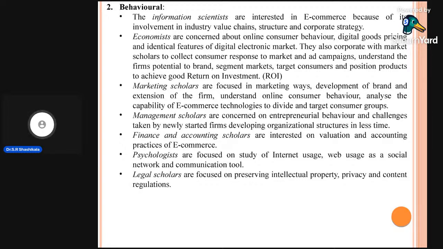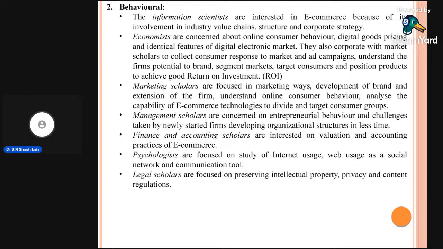Then management scholars. These are the people purely concerned with managerial activities. They are also concerned with entrepreneurial behavior. They try to understand the challenges posed by e-commerce, especially to newly started firms, in building an organizational structure in a very short time period. Finance and accounting scholars are interested in valuation and accounting practices, which can be accorded through e-commerce. And psychologists focus on the usage by individuals. They try to understand internet or web usage as a social network, and for purchasing and selling different kinds of products, which is done through psychological analysis.